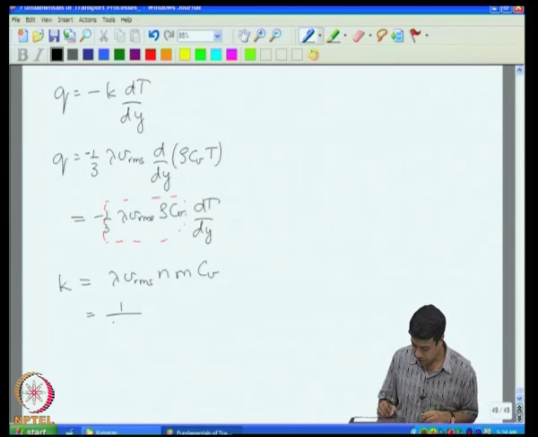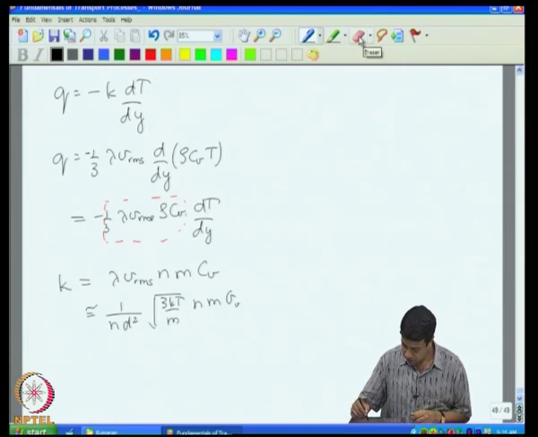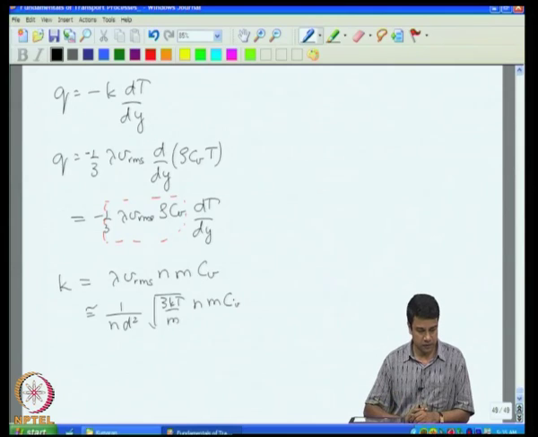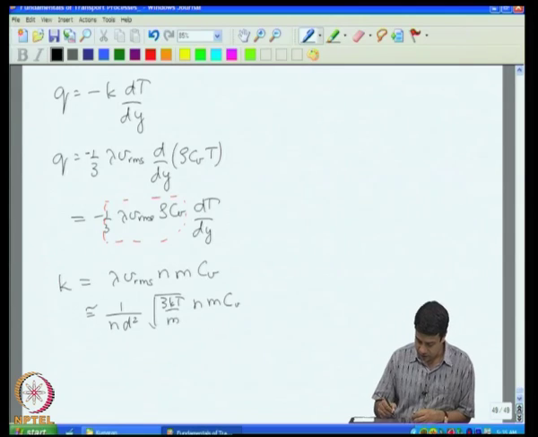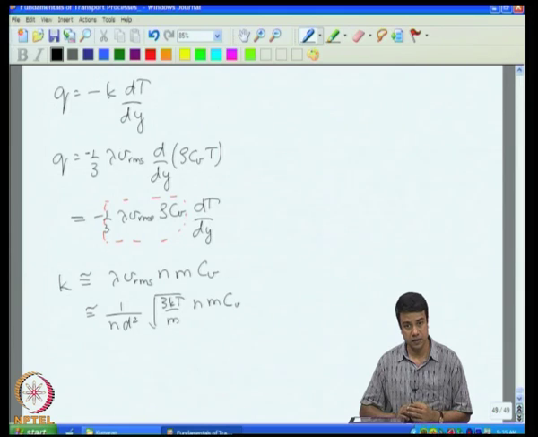I said the mean free path was going as 1 over n d square. Vrms is square root of 3 kT by m, then I have n m and then Cv. For a gas at constant volume, Cv is equal to 3 by 2 k. And of course, there is an undetermined constant here, because this is approximately equal to; I have had factors of order 1 which I have suppressed in this calculation. So I can only get it up to an unknown constant.